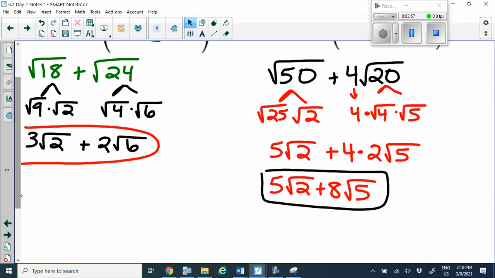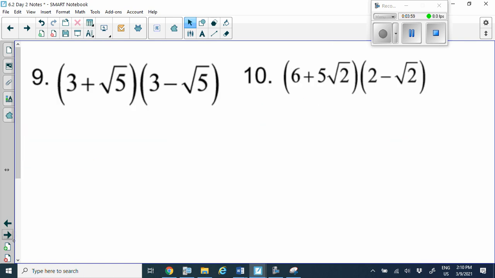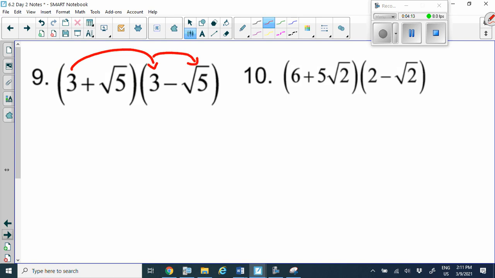Okay, let's go ahead and do the next one. So now, notice that we have 2 binomials. This is where we're going to FOIL, okay? So we have 3 plus square root of 5 times 3 minus square root of 5. So remember to FOIL, I'm going to take my 3 and multiply by the first and second term. So notice that the 3 is outside the radical, and the other 3 is also, so we can multiply that.